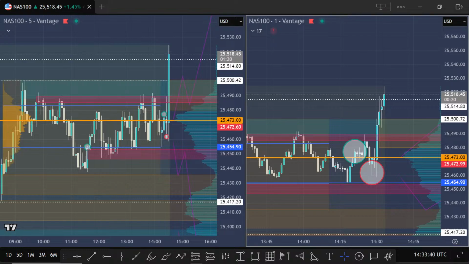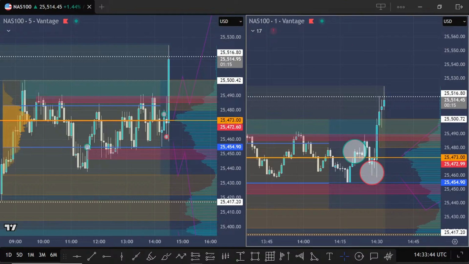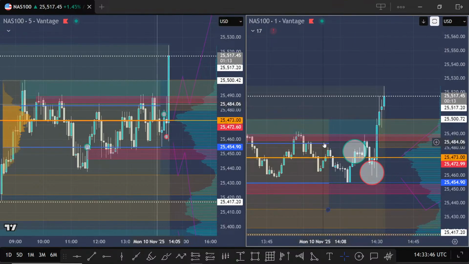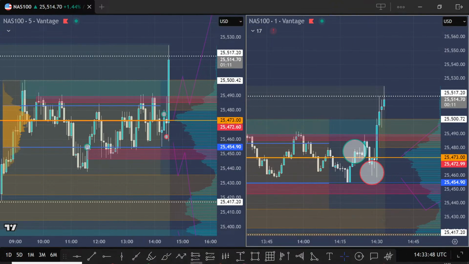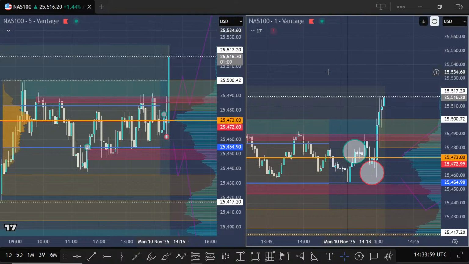Yeah, on my MetaTrader, the profile looks much better. Well, let's see if we get follow through. We have got aggressive buyers still coming in.